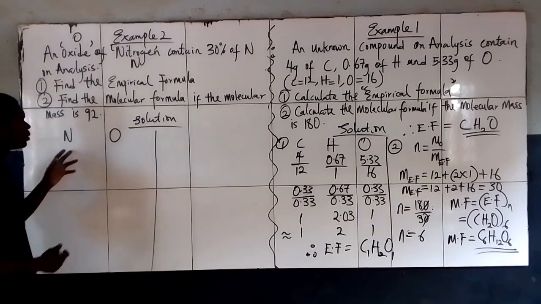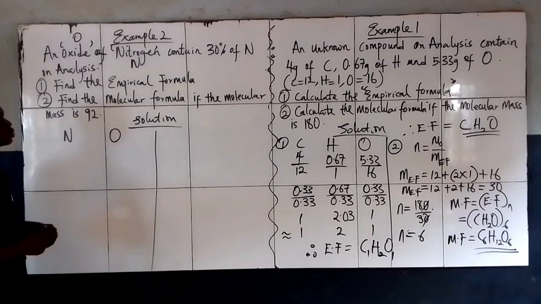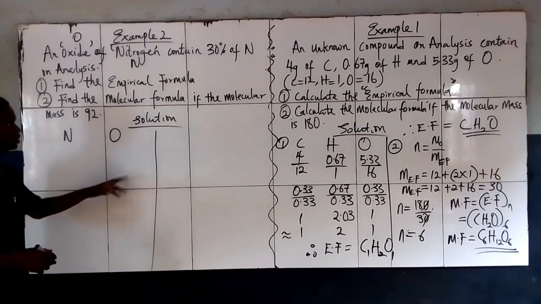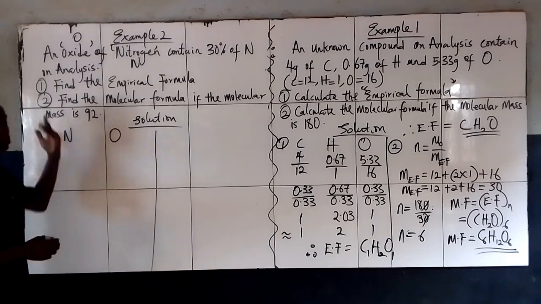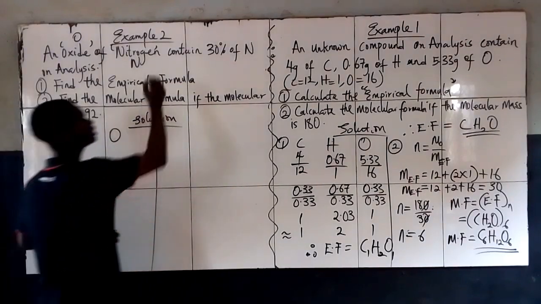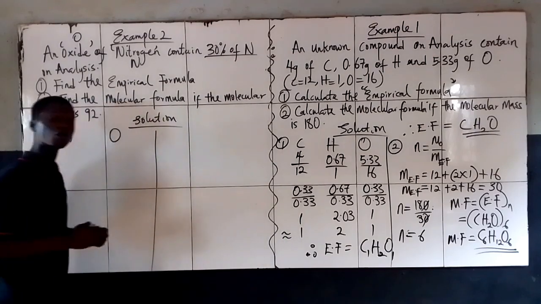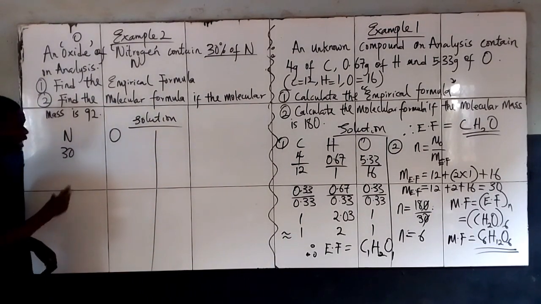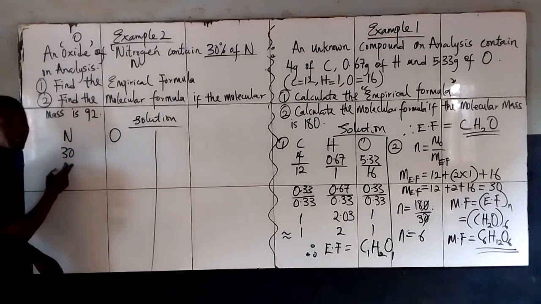Rules for solving empirical formula questions. The first is to what? Identify the elements in it, which are nitrogen and oxygen. Thereafter, what was the masses or percentage given for each element? We are told that it contained 30% of what? Nitrogen. So I'll come and write 30. You can choose to add the percentage sign, but I'll just write the 30.